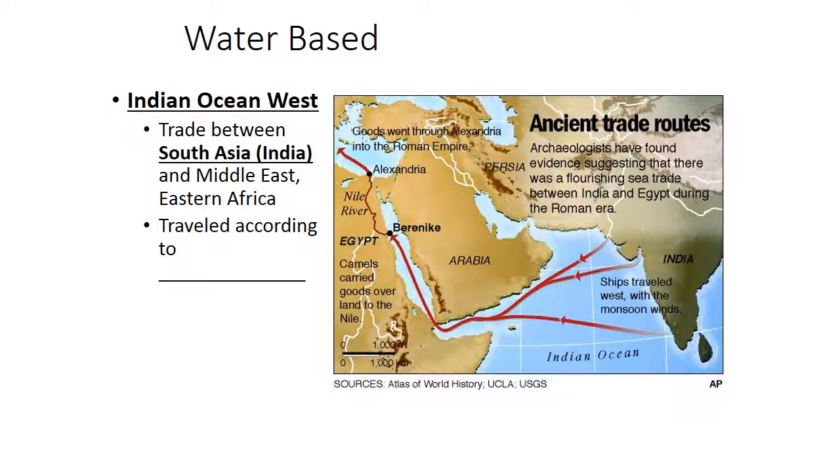Other water-based trade was in the Indian Ocean, and we're going to call this part West Indian Ocean. And trade here only happened along the sea routes near the shore and with the monsoon winds. So trade between South Asia, which is India, and the Middle East or Eastern Africa.